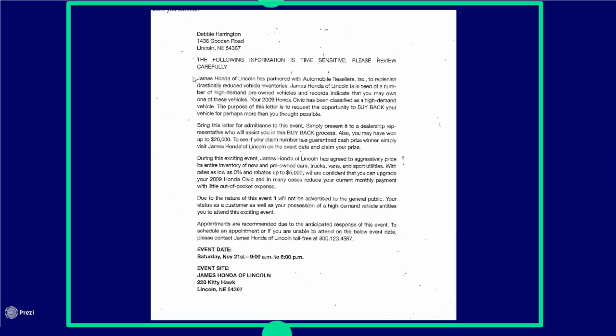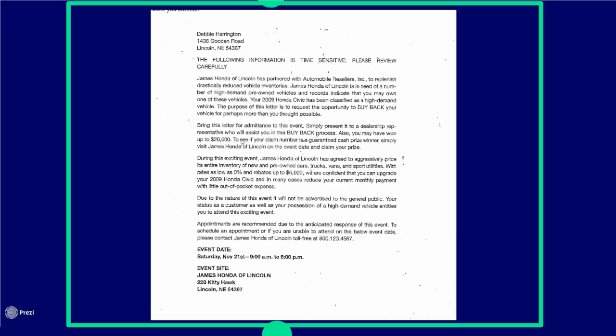We probably want to lose these first lines here because we're missing the you attitude. This is all about James Honda of Lincoln, and if I'm this reader, I'm thinking, why do I care that James Honda is partnered with automobile real sellers? I'm going to probably discard this letter pretty quickly because it begins with sort of a history of what's happening at James Honda. I'm a customer. I don't care about that. What I care about is that I might get money for my Honda more than it's even worth.